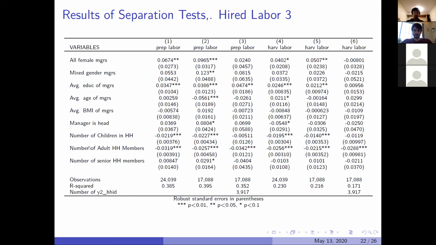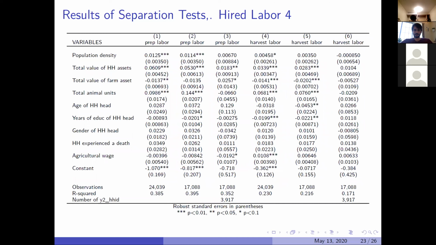But in particular, like I said, the most important one is the rejection of the number of adult household members having a negative influence on the amount of hired labor demanded in both the harvest and the preparatory labor period. Okay. We see some signs of child labor as well. It's not a central focus of my paper. It's important, but it's not a central focus of the paper.